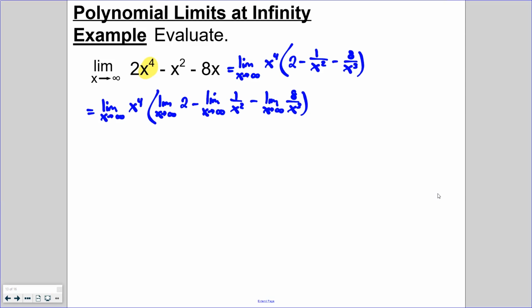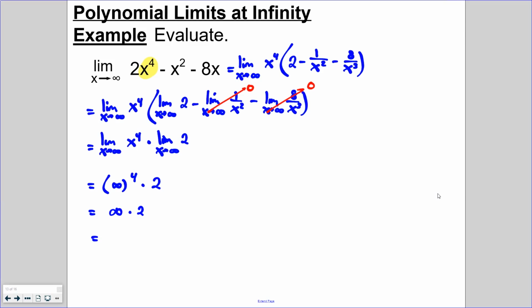Then from here, we can see that the limit as x approaches infinity of 1 over x squared is going to be 0. The limit as x approaches infinity of 8 over x cubed is going to be 0, leaving us with the limit as x approaches infinity of x to the fourth times the limit as x approaches infinity of 2. We can then do direct substitution, giving us infinity to the fourth times 2, which can be simplified to infinity times 2. A super large number times 2 is still a super large number, giving us an answer of infinity. So, just like the previous one, as x approaches infinity, the height of this function approaches positive infinity.